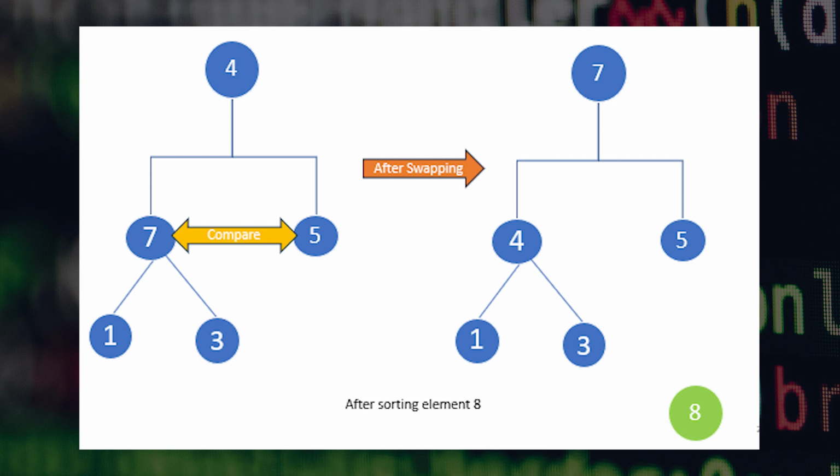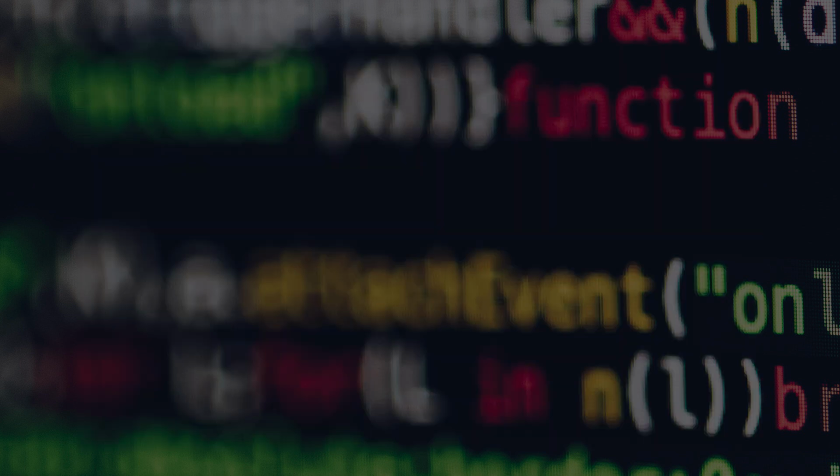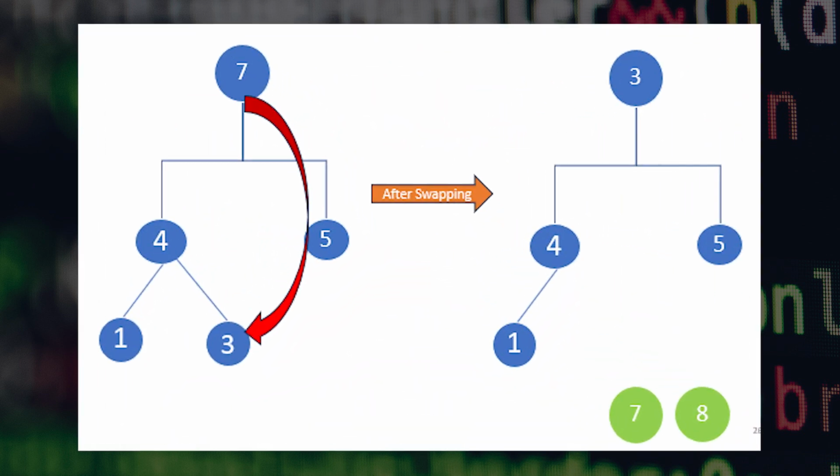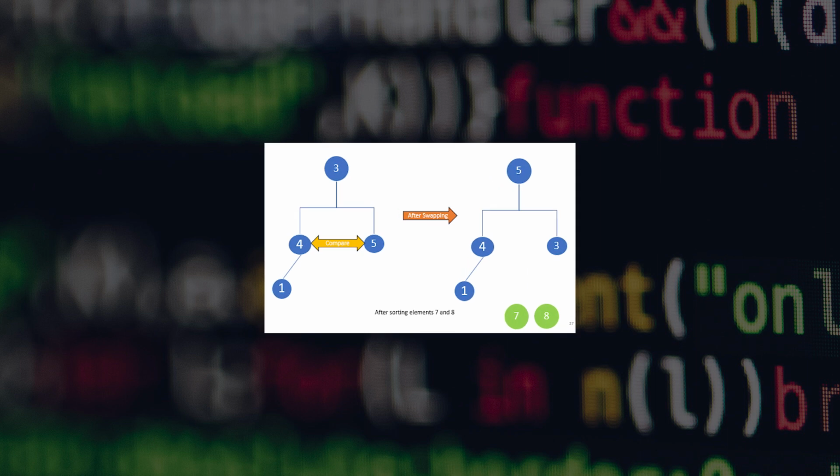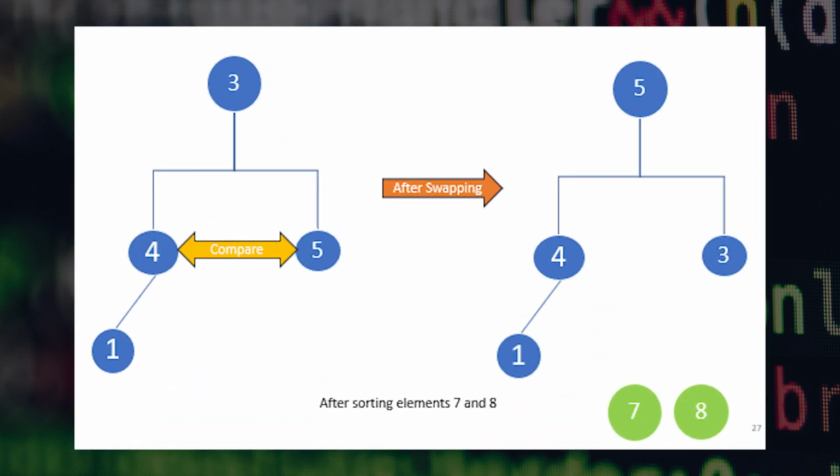So now we will exchange 7 and 3. So here 7 and 3 will be exchanged, 3 will be the root node, and we can say that the element 7 that is removed from the root node is already sorted. Previously the root node was 7, that means 7 was the parent for 4 and 5. After swapping, now 3 is the parent for 4 and 5. So now we will compare the children, that is 4 and 5. After comparison, we obtain that 5 is the greater element. So now we will compare this 5 with the root node 3.